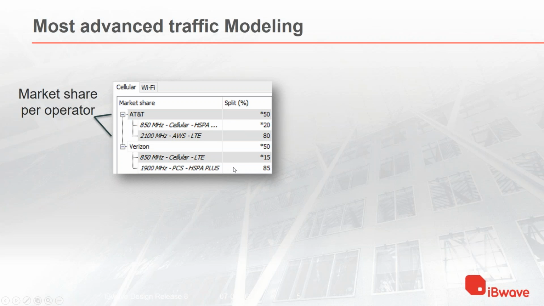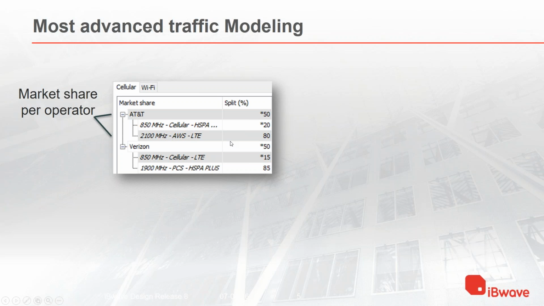So what the application allows you to do is to define the split first between the two operators. So in this case, 50% each. This is based on market share in specific regions, for example. You can get that information freely from the network operator.